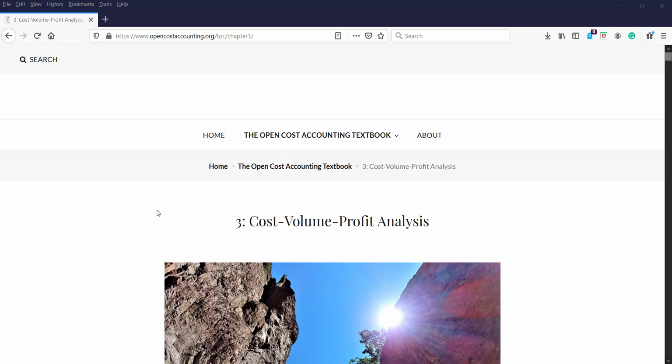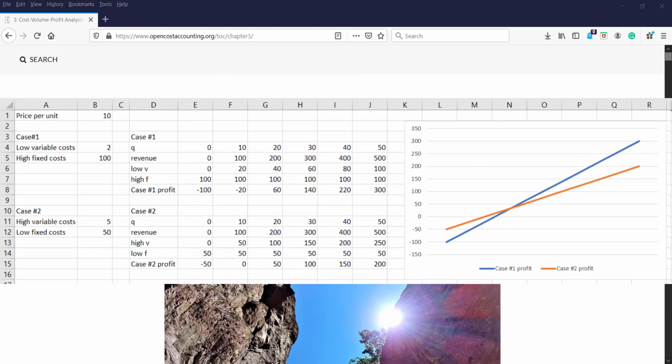CVP is important on its own, but if it helps you, you can think of it as, in some ways, an outgrowth of make or buy decisions that we talked about in chapter 2. Because in make or buy decisions, often, not always, but often, you're making a trade-off between fixed and variable costs. And those trade-offs will affect how the profit levels rise and fall with volume. If you have more fixed costs, then you have to overcome more fixed costs before you reach profitability, before you have a positive profit, that is.